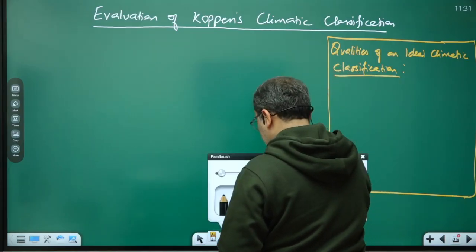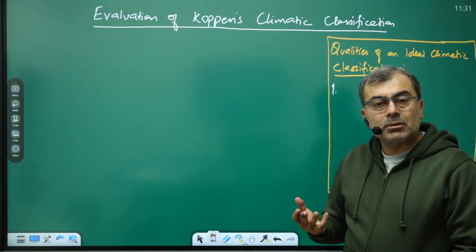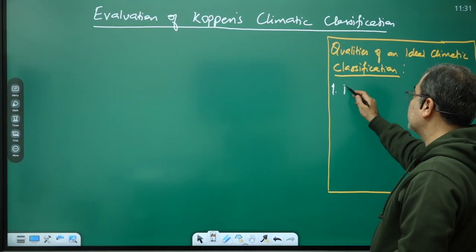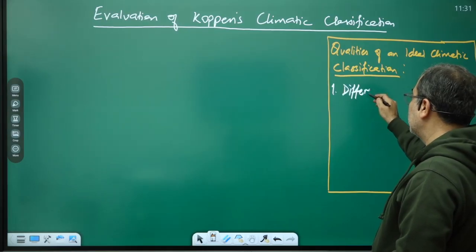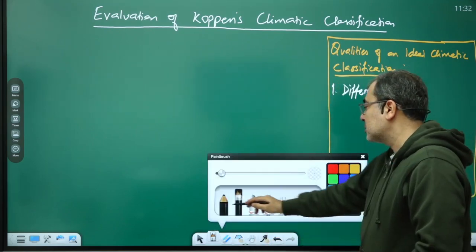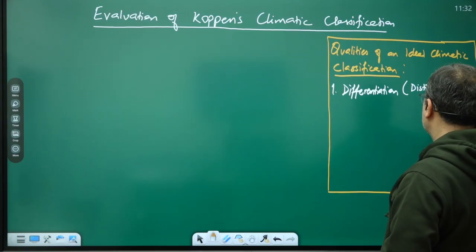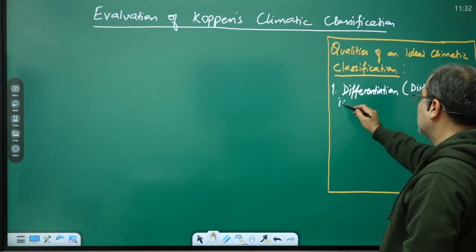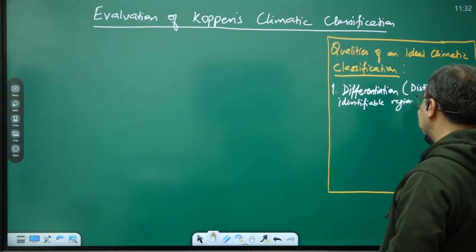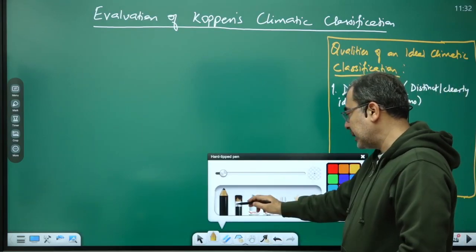What are those qualities? Number one is you are out there to make regions. So differentiation. Differentiation means clearly identifiable regions. Distinct, clearly identifiable regions should be there. Then only your classification is very good. Perfect. What is the second one?